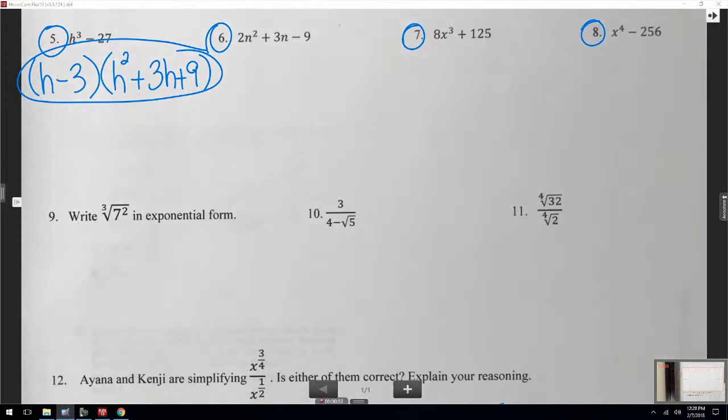That's all. The hard part comes in if it was equal to 0, and then you would have to use the quadratic formula on this guy. But it's not equal to 0, so we don't have to do that. All right. What about number 6?